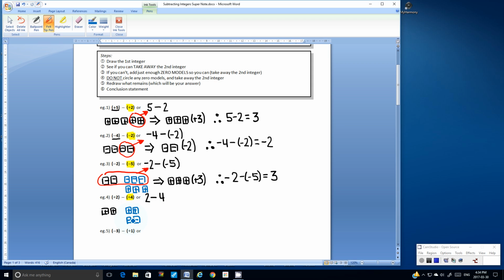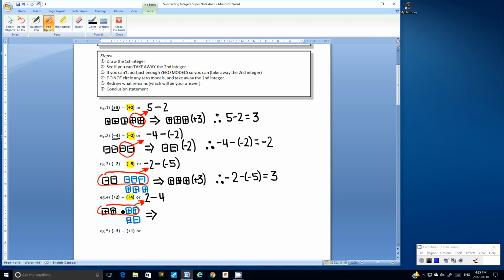All right. So ask yourself the question again. Is it possible to take away 4 positives? Yes, it is. So I'm going to circle my 4 positives and show that they are being taken away with an arrow here. Okay. Let's write an equal sign or an arrow.